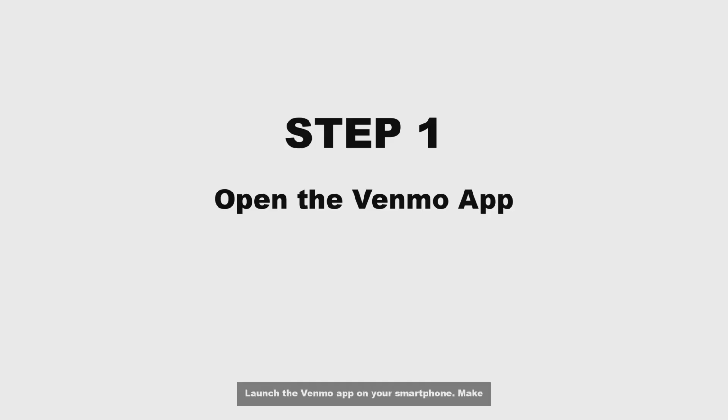To check your transaction history on Venmo, follow these simple steps to easily access your past payments and requests. This guide will help you navigate the app and find the information you need. Step 1. Open the Venmo app. Launch the Venmo app on your smartphone. Make sure you are logged into your account to access your transaction history.